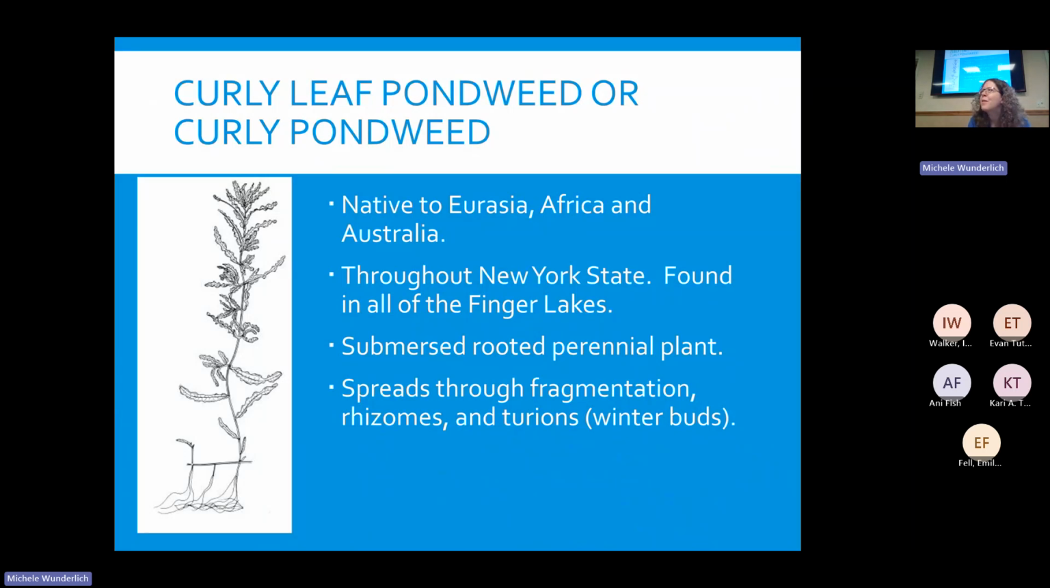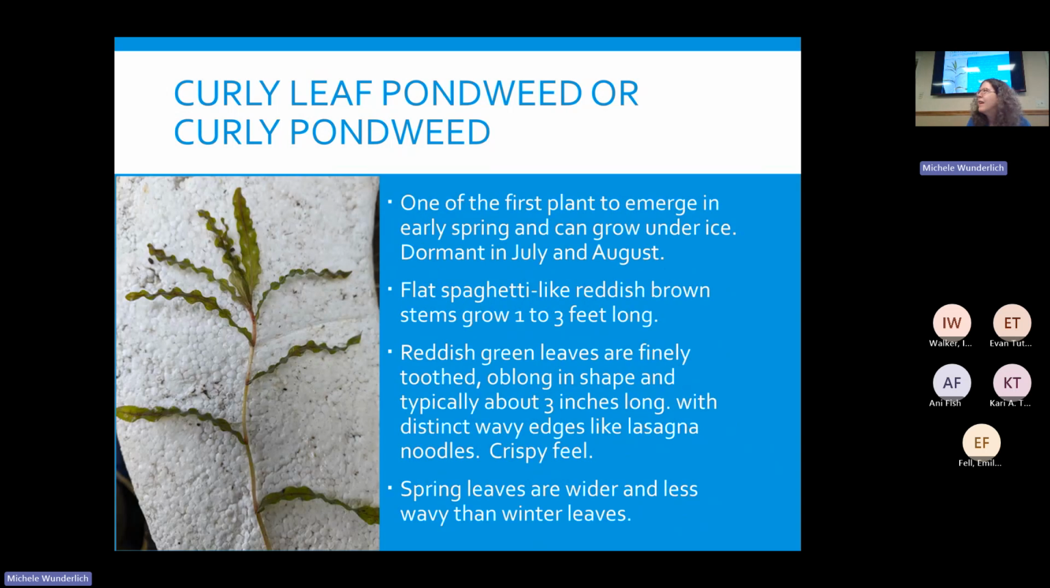And this is a plant that roots in the bottom, and it spreads through fragmentation, rhizomes, which are like strawberry plants, how these little rhizomes and plants appear, and the turions, which are winter buds. So this is one of the first plants to emerge in the spring, and it can grow under the ice. And it goes dormant in July and August, so you'll start seeing it washing up on the shore around that time of year. The stems are 1 to 3 feet long, look like spaghetti.